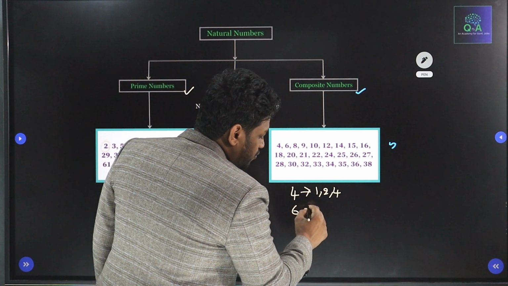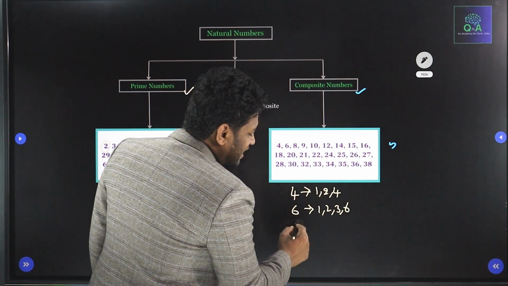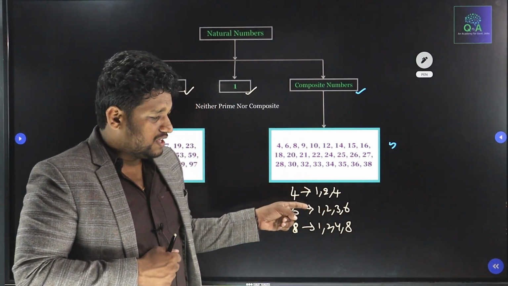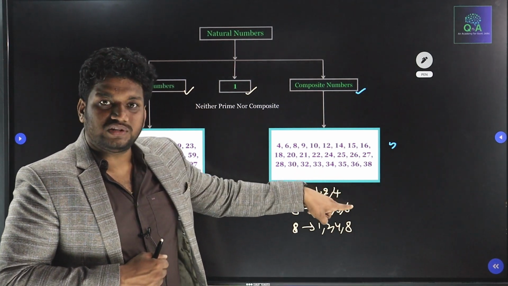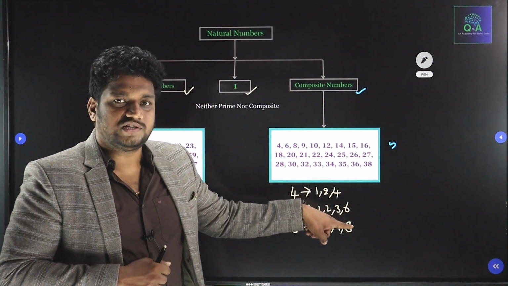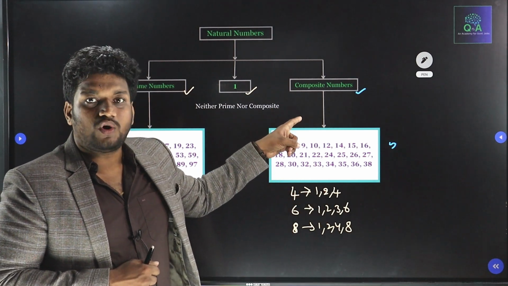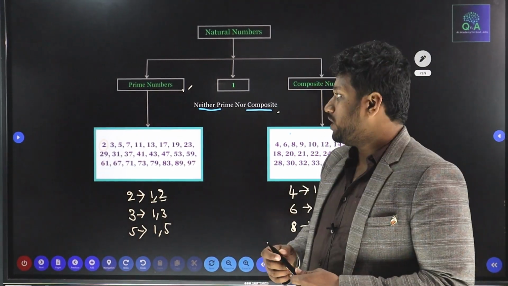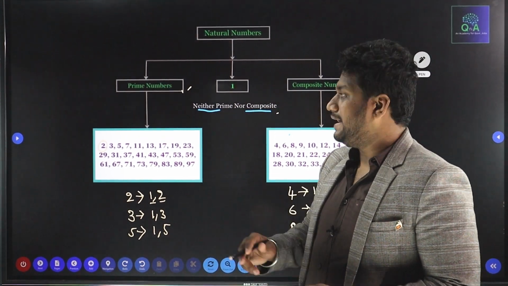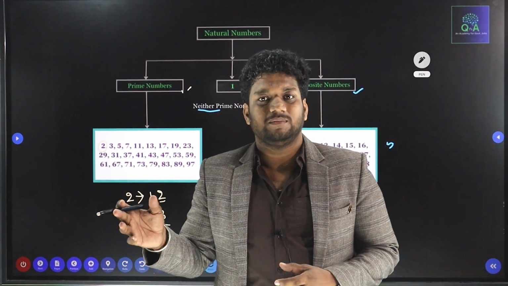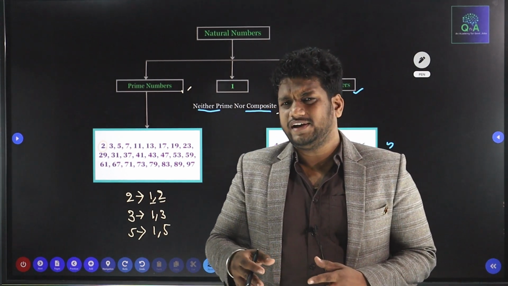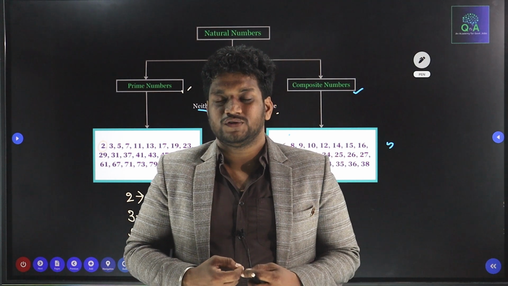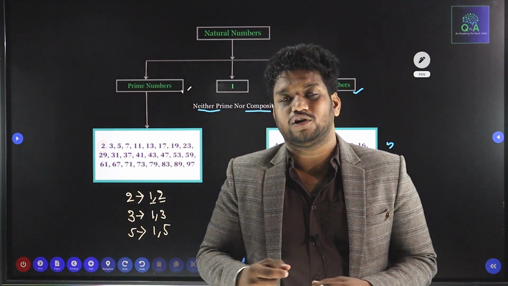What are the factors of 6? 1, 2, 3, 6. What are the factors of 8? 1, 2, 4, 8. Wherever you see, the factors are more than 2. In 4 it is more than 2, in 6 it is more than 2, in 8 it is more than 2. Such numbers are considered as composite numbers. Then what is 1? 1 is neither prime nor composite, meaning it is not a prime number and also not a composite number. Why? Because 1 has only one factor, which is itself. So 1 is considered neither prime nor composite.